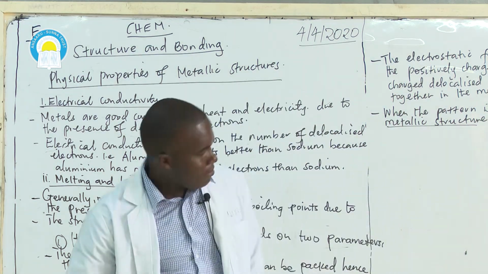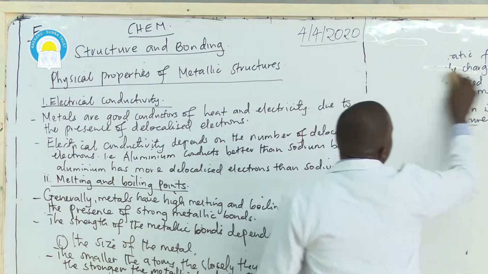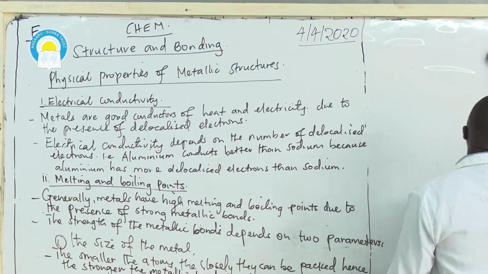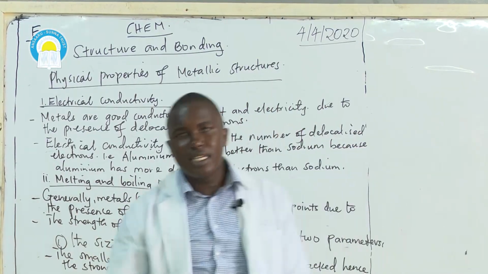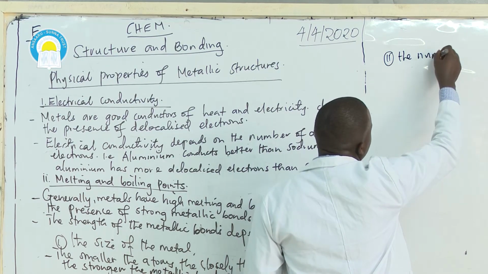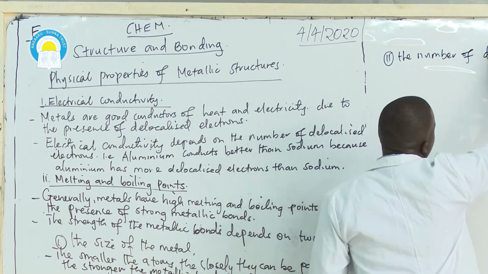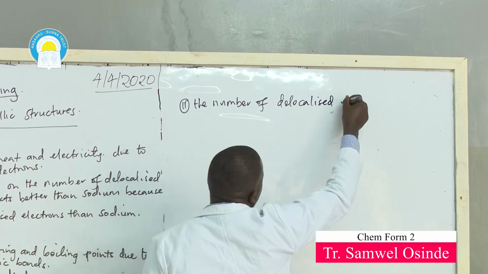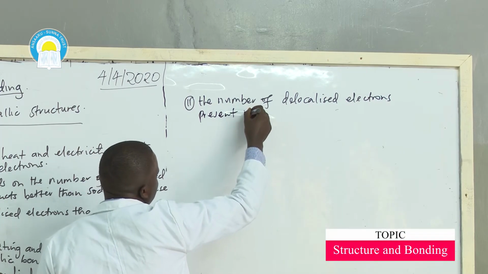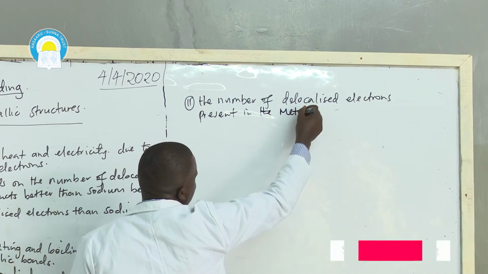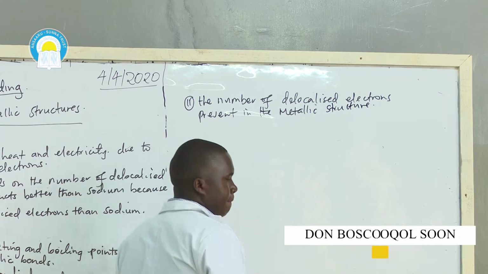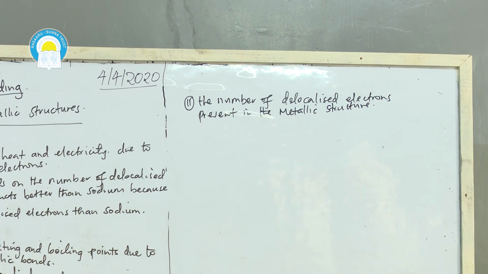Number two, the second parameter that determines the strength of a metallic bond is the number of delocalized electrons present in the metallic structure. The more the number of delocalized electrons, the stronger the metallic bonds.